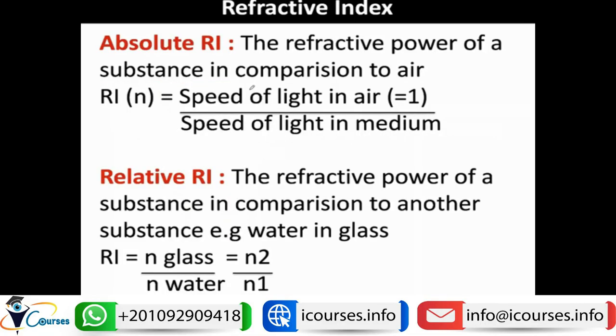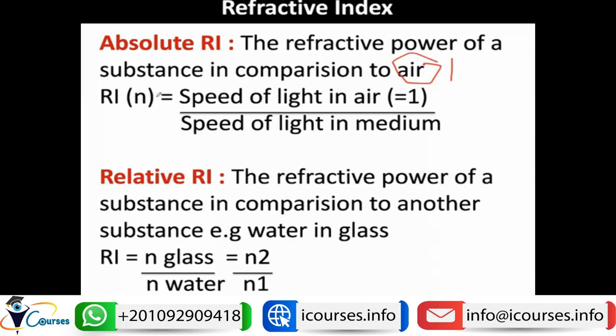So how can we calculate the refractive index? If we want to know the refractive index, we need to know that there are two types of refractive index: the absolute refractive index and the relative refractive index. The absolute refractive index means the refractive power of this substance or material in comparison to air. So the air here is a standard, as the speed of light in the air is equal to 1. So the refractive index of the air is equal to 1. This will be our standard.